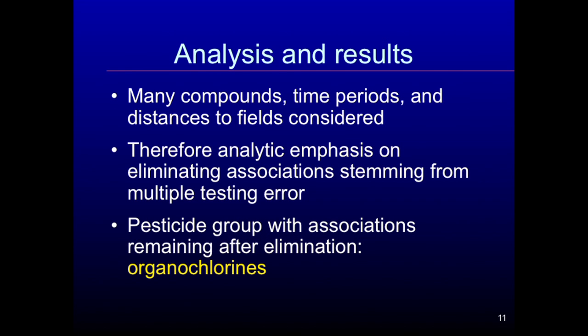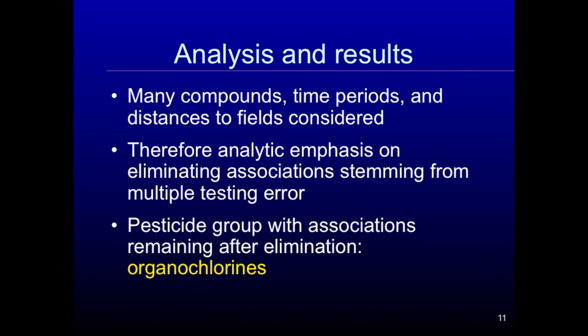So many, many compounds, time periods, and distances to fields considered. I won't talk about this too much because I don't think this is a group that really wants to go into biostatistics. But I could be wrong. The analytic emphasis becomes one of eliminating associations coming from multiple testing error, okay? So we did that. It's something that geneticists are very familiar with. The pesticides with associations remaining after the elimination of all of the multiple testing were the organochlorines, okay? That does not mean that there's no association with any of the other pesticides, but it means that the one that really stood out, given how we sliced the problem, was the organochlorines.